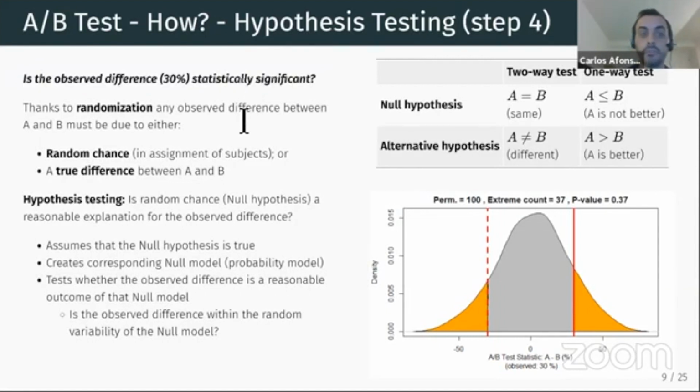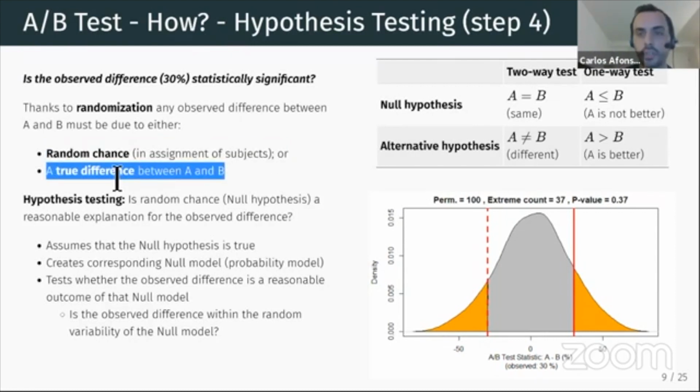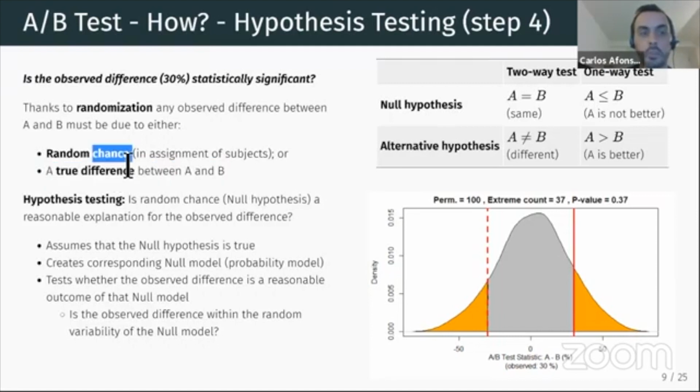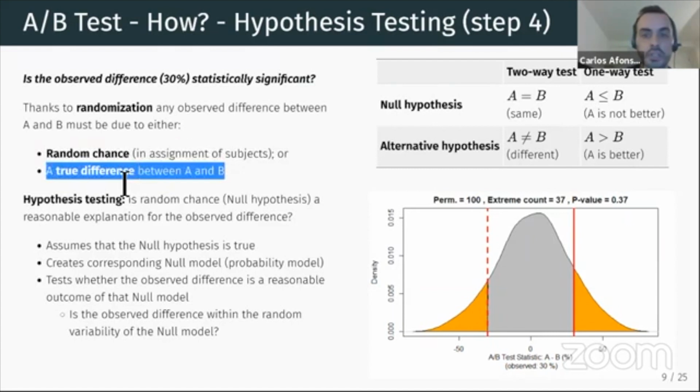Now, thanks to the randomization process, step 2 of randomly assigning the subjects to the different groups, we can say that any observed difference between A and B can only be due to 2 things. Either random chance, for example, random chance in the assignment of the subjects to the 2 different groups, or a true difference between A and B. This first option is the null hypothesis: that A and B are not really different, and the observed difference is just due to random chance. The second option is what we call the alternative hypothesis: that A and B are actually different. There's a real difference between A and B that leads to a significant difference in the results.